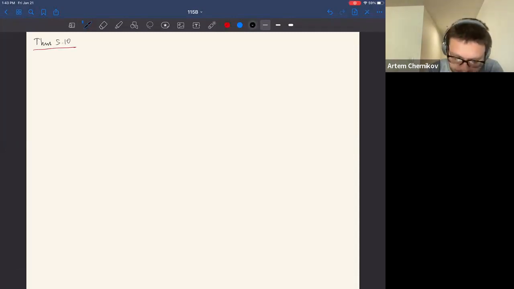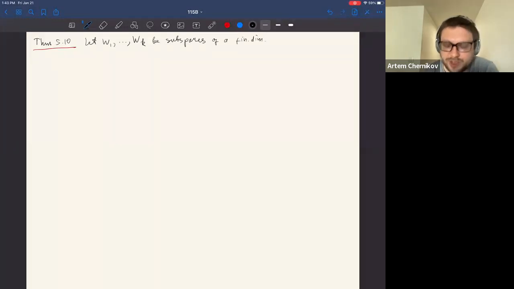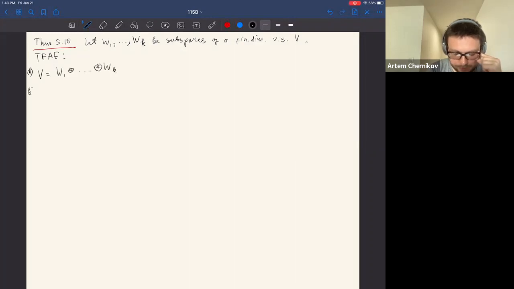Okay, so assume we have W1 through Wk. These are all subspaces of a finite dimensional vector space V. So we have k subspaces of a given space. Then the following are equivalent. A, we have that V is the direct sum of the W's. This is the first condition. Equivalently, we have that V is the sum of the W's.